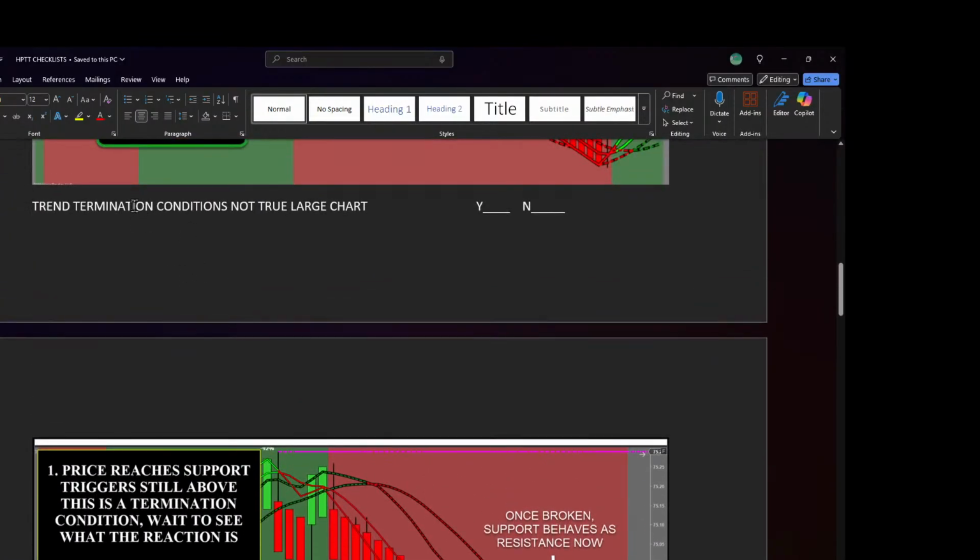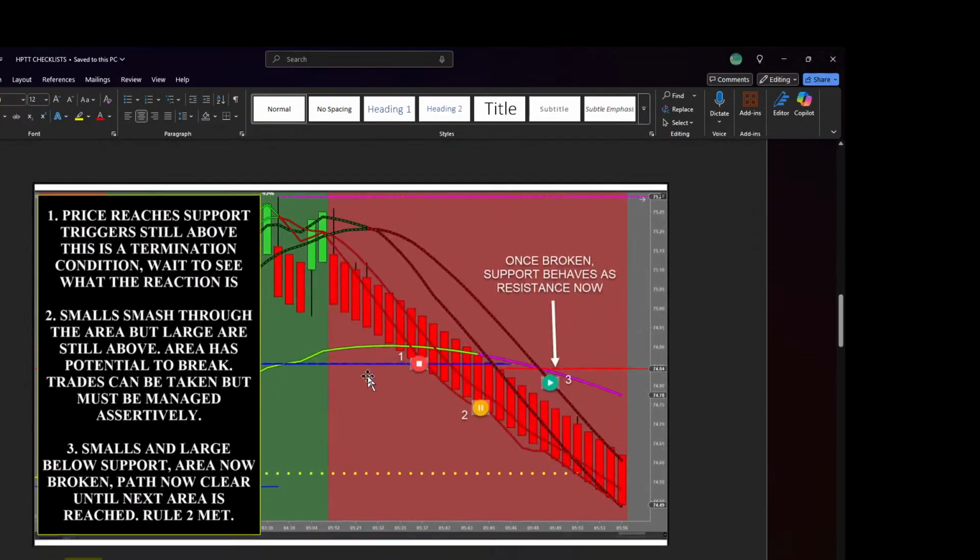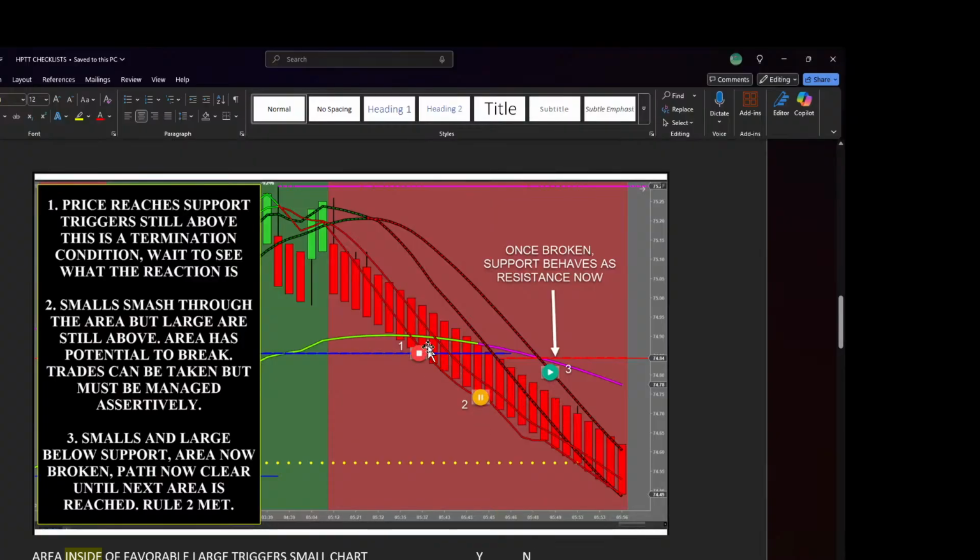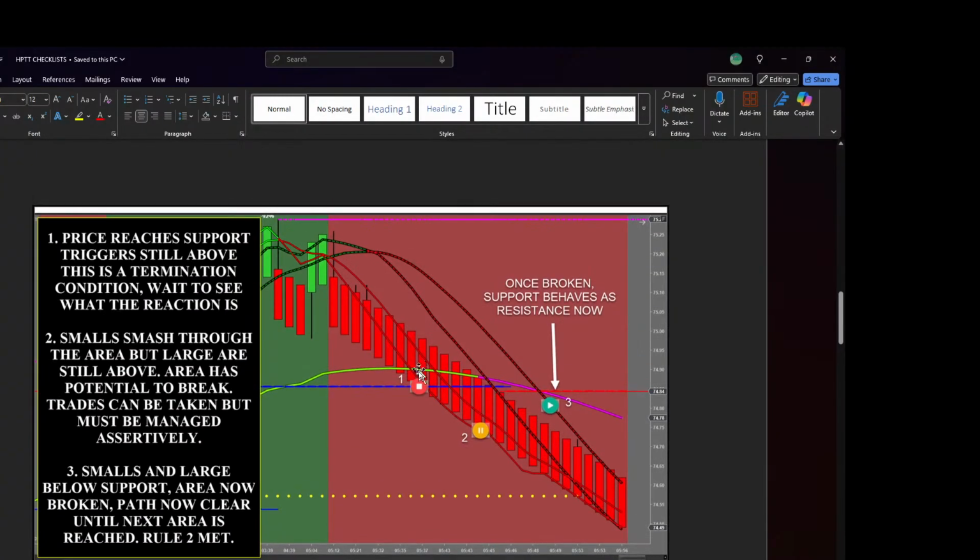It asks about are there termination conditions? And guys, this kind of shows the whole life cycle. When price reaches support and the triggers are still above, that's a termination condition. I told you every line is going to be a termination condition, even if it's a fraction of a second.